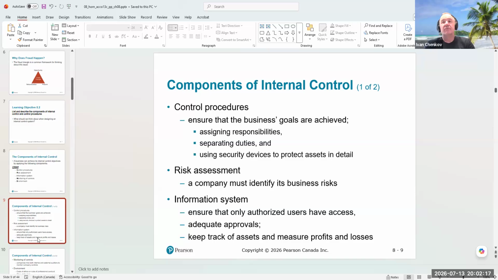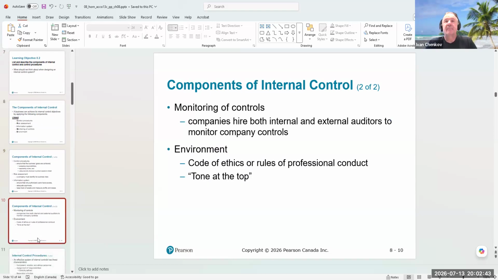Information system. We have to make sure that the access to our information system is limited only to the people who have authorized access. So we're going to give different people different types of access. Also, there will be approval for everything that has been entered in the system, and we're going to keep track of all the assets. And we're going to measure the profit and losses instantly.